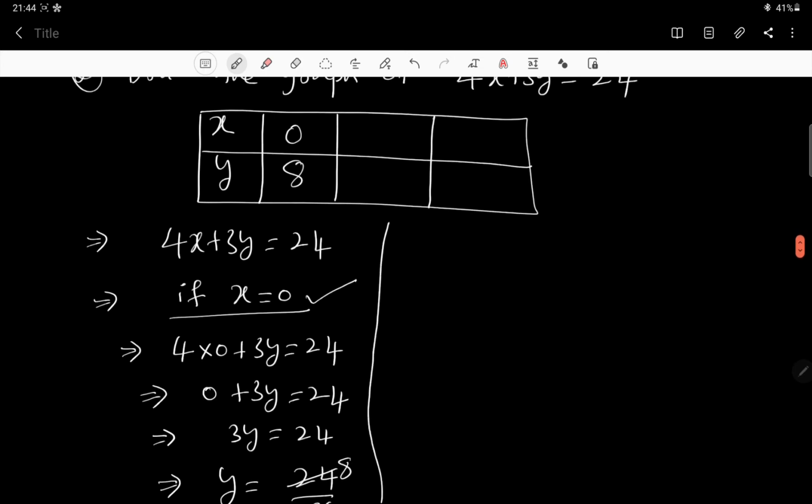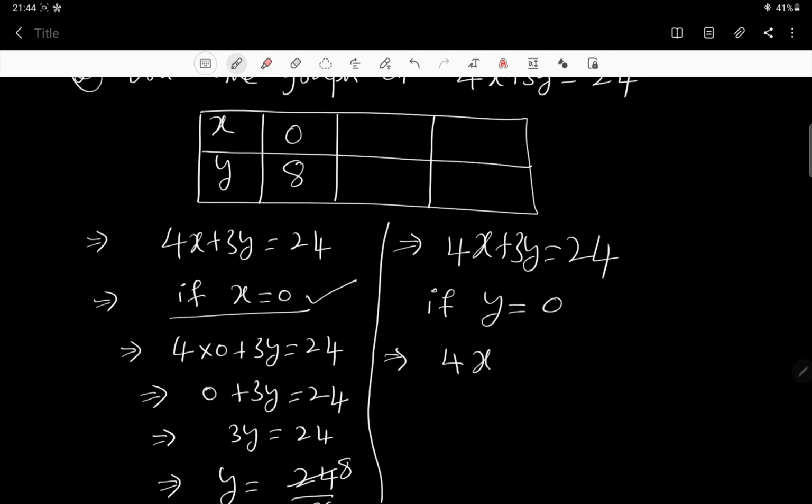Now let us get one more point. Again, the given equation is 4x plus 3y is equal to 24. Now take, for example, y is equal to 0. If y is equal to 0, what will I get? Look at this equation. It becomes 4x plus 3 into 0 is equal to 24, right? Whichever way you want, you can take it.